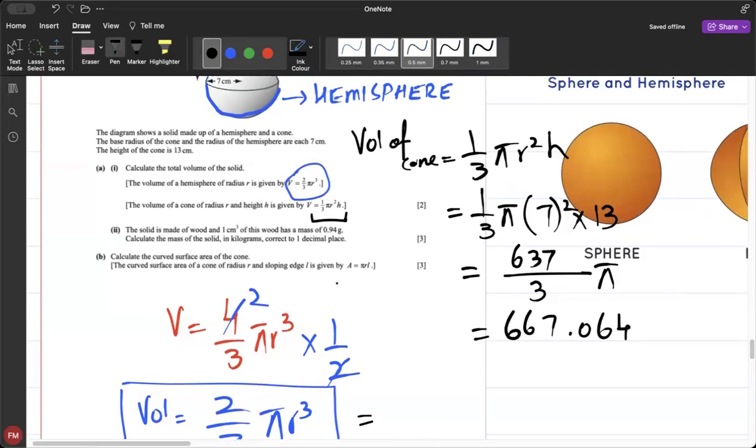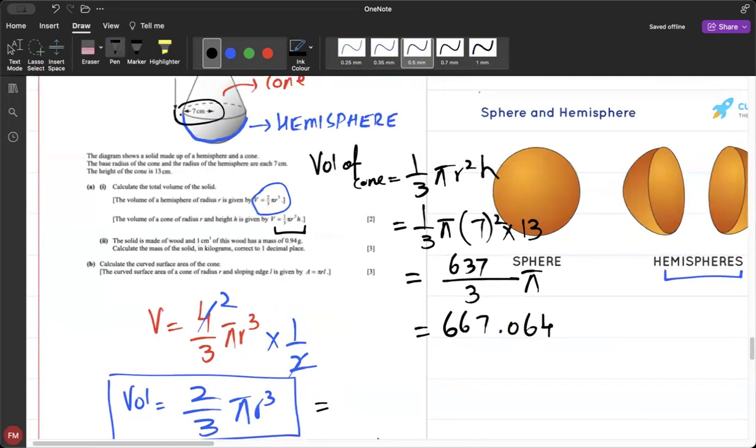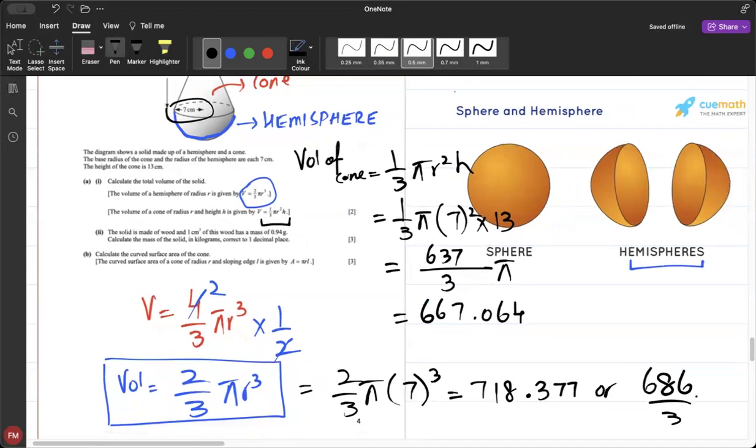Now that we have this, the radius is the same. So the radius of the cone and the hemisphere is the same because they're both attached. So I can say that's going to be 2 over 3 pi. R is going to be 7, and then we have cube. Don't forget it's cube because I have seen some students taking that as a square. So just making you aware of the kind of mistakes I've seen over the years. 2 over 3 times pi, and then we have 7 cubed in my calculator. This ends up giving me 686 over 3 pi, which is, of course, 718.377. Or I can write it down as the exact value, which is 686 over 3 pi.